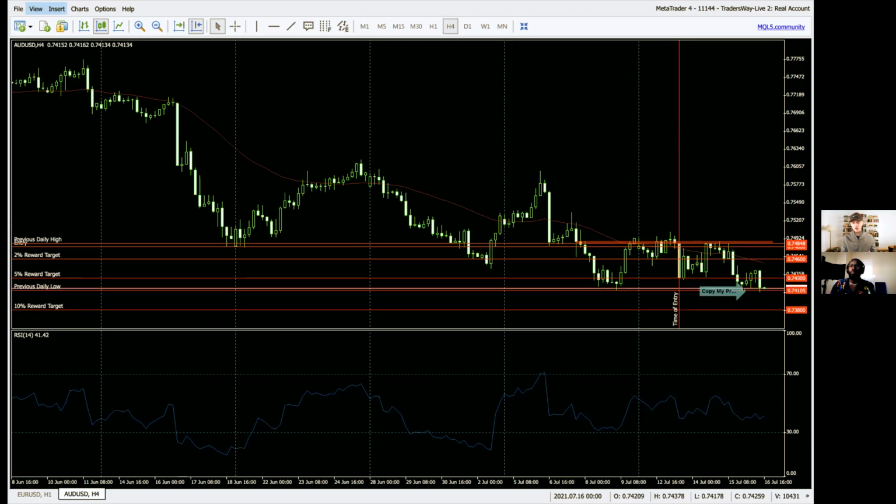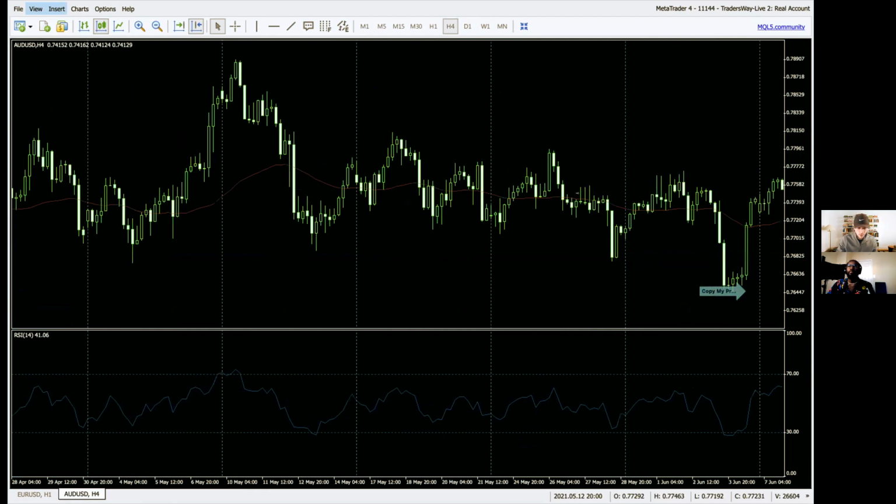zone. So in continuation of this, what we are looking for is a break of this zone around 74105, right around there at the previous daily low point. If we break there, we can definitely see this currency pair continue towards the downside. Actually, let's go back to the 4-hour. We're going to scroll over here and show you.